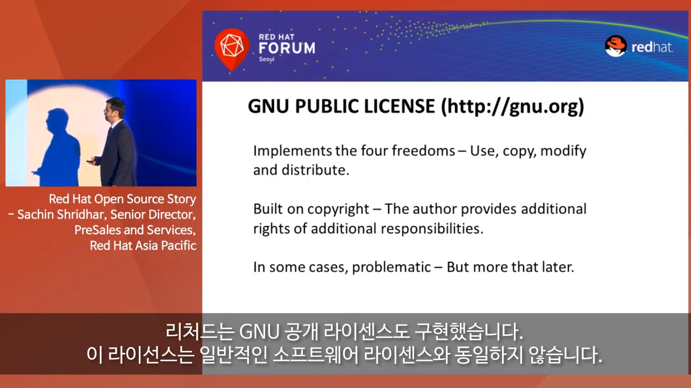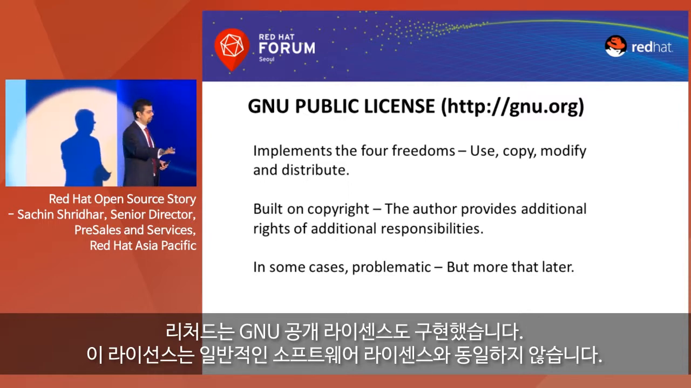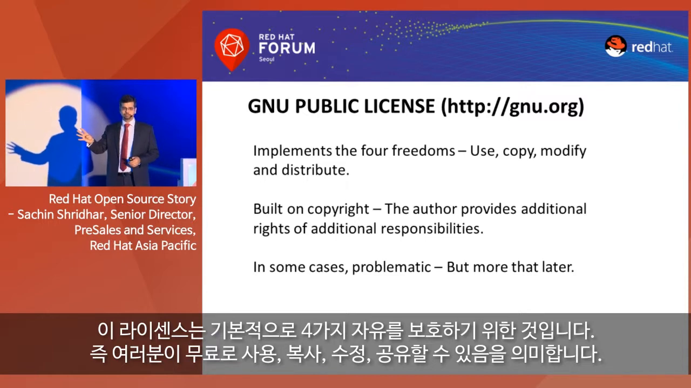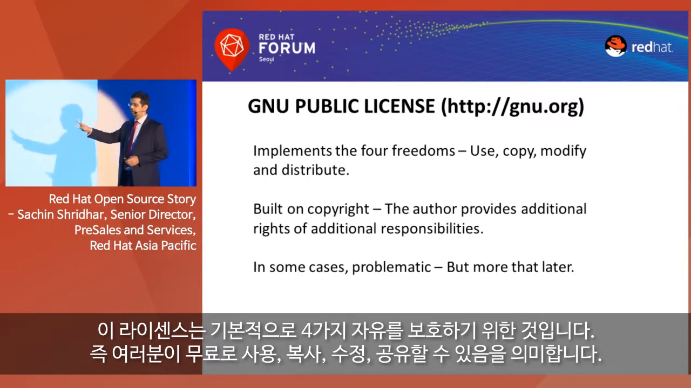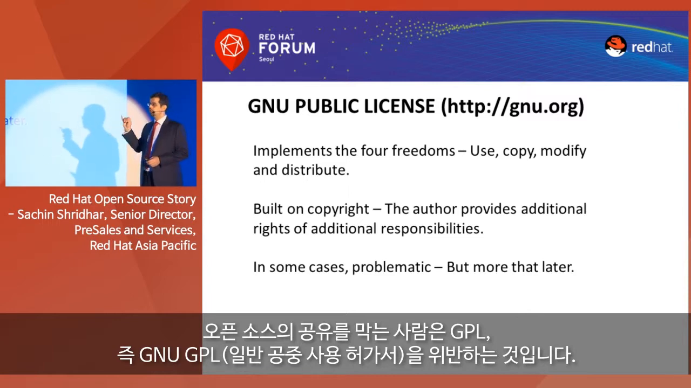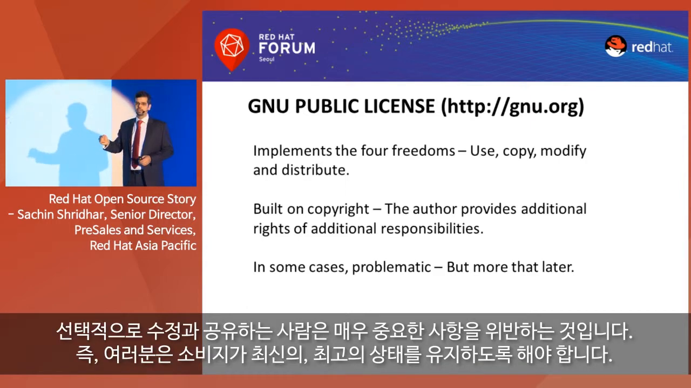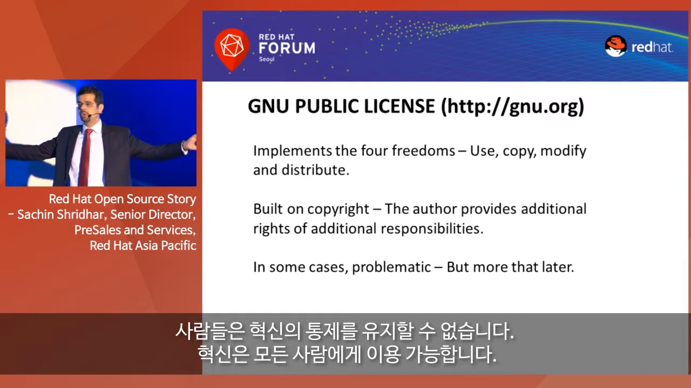What Richard also did was he implemented the GNU public license. Now, this license is not the same as your software license. This license is basically to ensure the 4 freedoms are protected, which means you will always be free to use, to copy, to modify, and to share. Anybody preventing sharing of open source is in violation of GPL, the GNU public license. Anybody making modification and sharing selectively is in violation, which is very important. It means you as a consumer get the latest and the greatest. People cannot keep innovation controlled. Innovation is available to everyone.